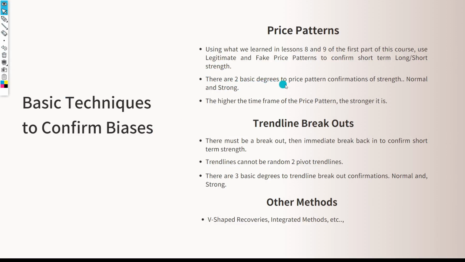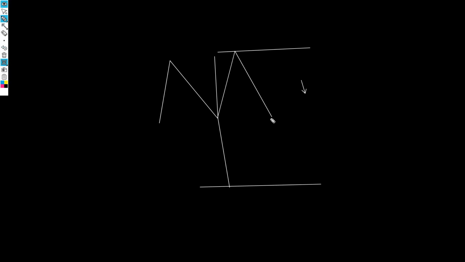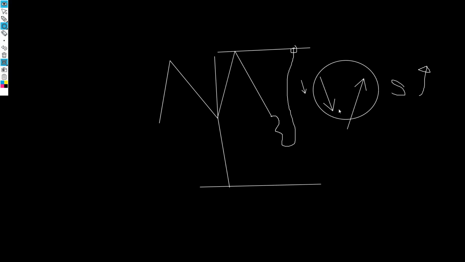Now there are two basic degrees to price pattern confirmations of strength, normal and strong. All right. So again, if we had that legitimate double top that formed, which shows short-term short strength. However, if price reaches the second top stop loss level before reaching the target height level, so if price did something like this and didn't reach its target height level and reached that stop loss level, that'll show that although there was short-term short strength from this legitimate double top, long strength was still able to override it. And that's what makes strong long strength. And that's because it has this overriding of strength. And again, that's the interaction of price that changes the degree of short-term strength.